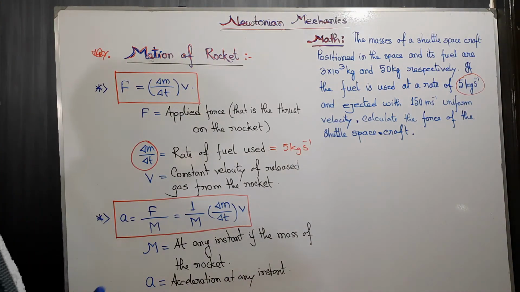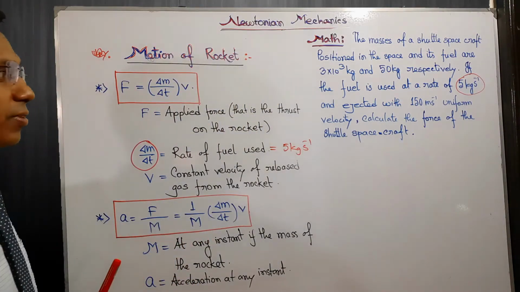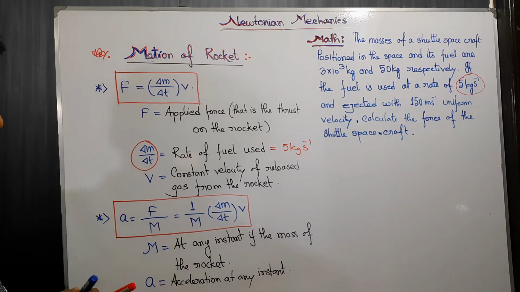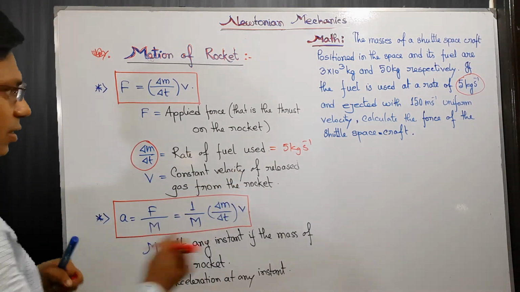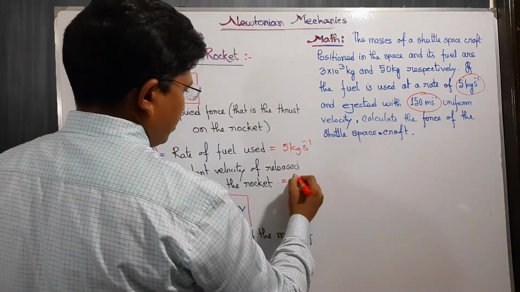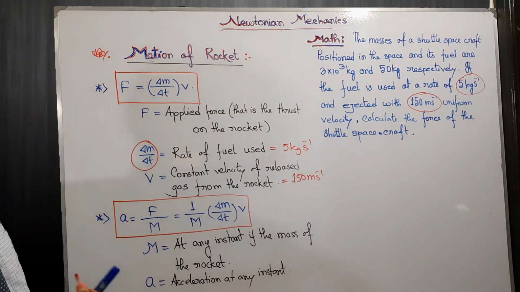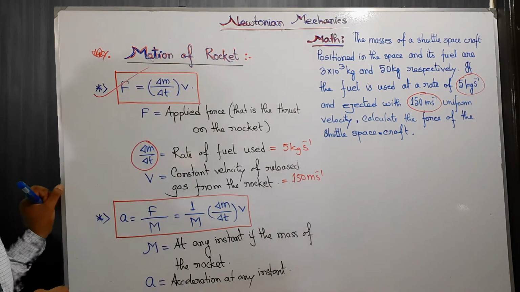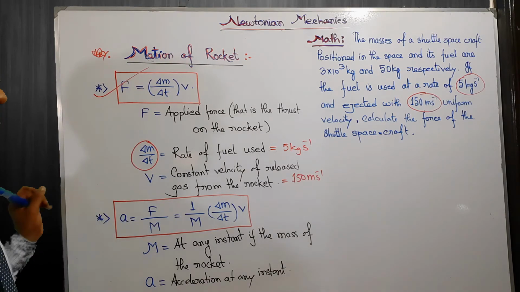And the gas is ejected with 150 meter per second uniform velocity. Another term for this is constant velocity. Here the constant velocity is the uniform velocity of the released gas, and the value is 150 meter per second. Calculate the force of the shuttle spacecraft. So this math is on the basis of this equation: calculate the force of the rocket or spacecraft.